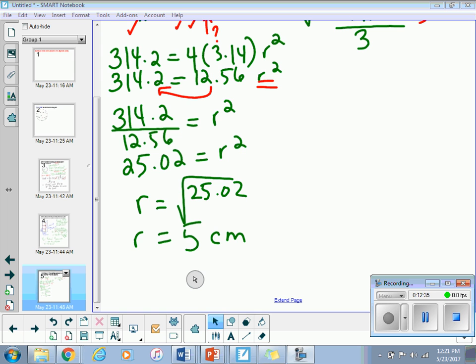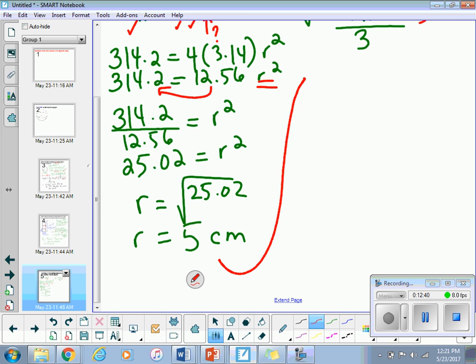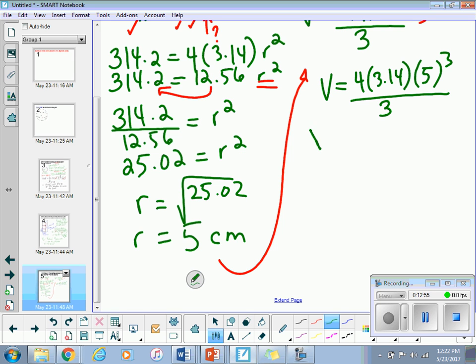So now that you have the radius, you can actually take the radius and plug it into your equation for volume. So plugging that in, you have 4 times pi times 5 cubed divided by 3. So volume should be 523.3 centimeters cubed.